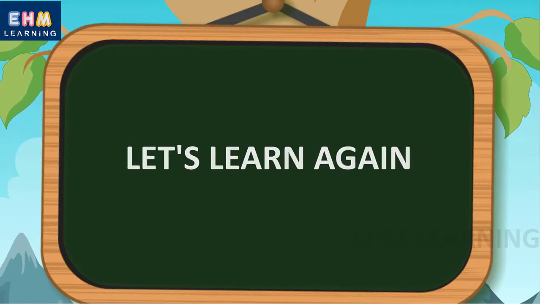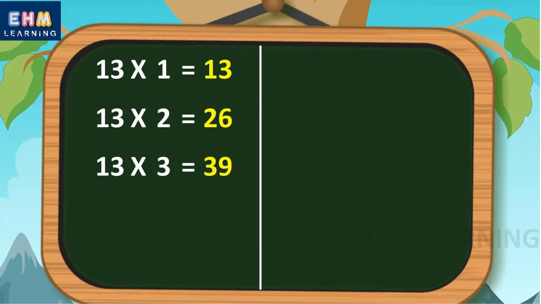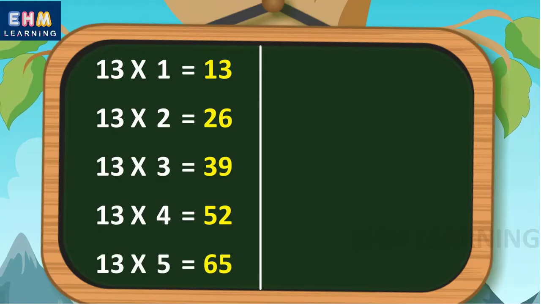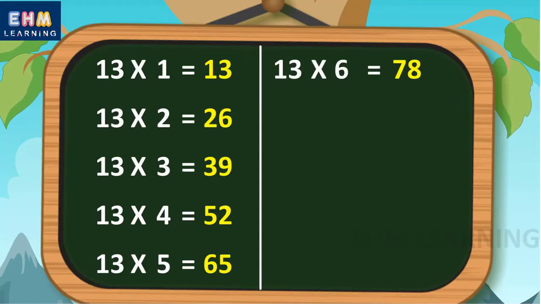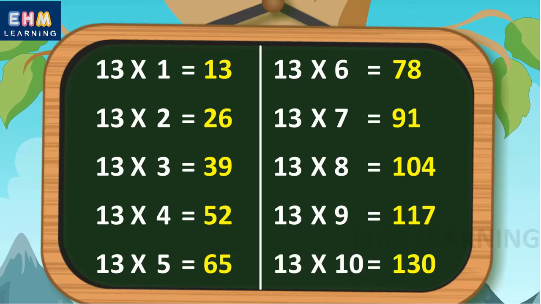Let's learn again. 13 ones are 13, 13 twos are 26, 13 threes are 39, 13 fours are 52, 13 fives are 65, 13 sixes are 78, 13 sevens are 91, 13 eights are 104, 13 nines are 117, 13 tens are 130.